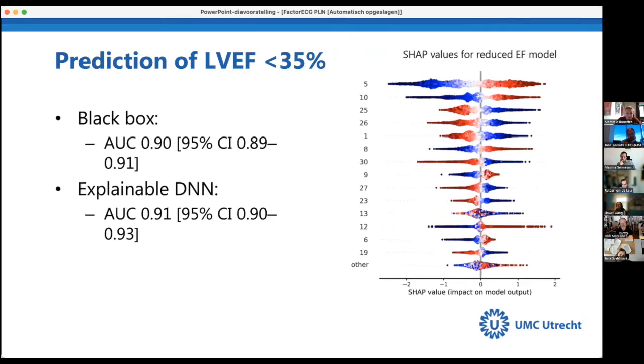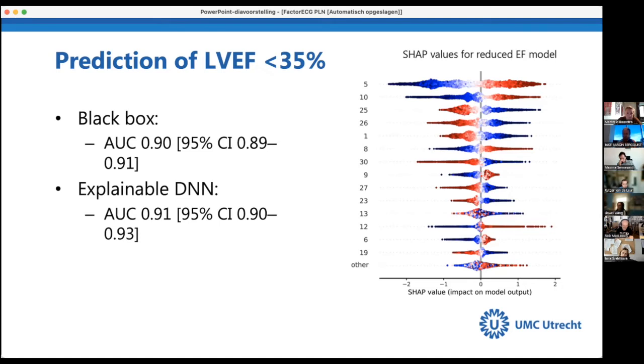One thing that's interesting is this prediction of reduced ejection fraction, because that's something that we cannot do by the ECG visually. We don't really know what the features are of a reduced ejection fraction. But when we use the explainable DNN, we get the same performance as the black box. So this is just overlapping confidence intervals. But now we also know which features were important. For example, factor 5, which is a T-wave shape and orientation feature, and factor 10, which is the frequency feature. But also an interesting feature is factor 1, which represents ST elevation and depression.